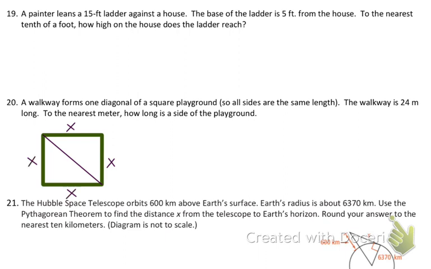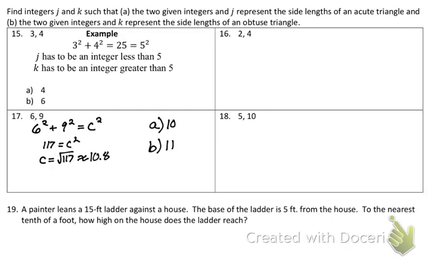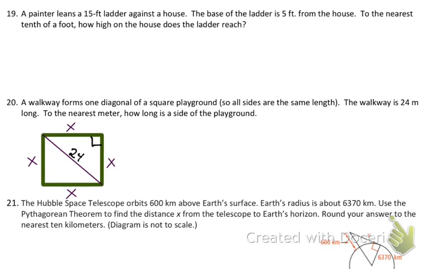The walkway is 24 meters long. So this would be 24 right here. This would also be a right angle. To the nearest meter, how long is the side of the playground? So this falls into the same camp as the one we just did. And the fact that we have a right triangle, so we can go x squared plus x squared equals 24 squared, and we just solve for x the same way. Is that going to be enough for you? Yeah. Okay, cool. Go ahead.